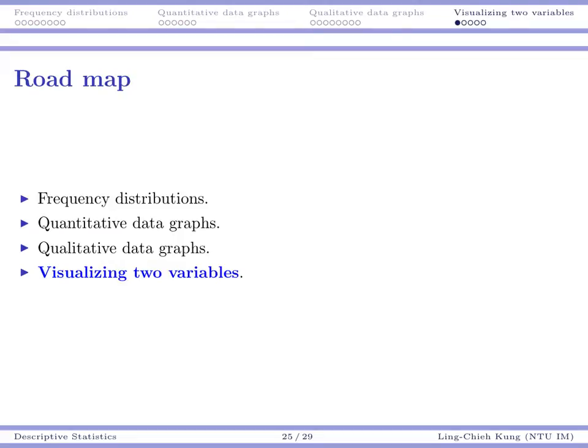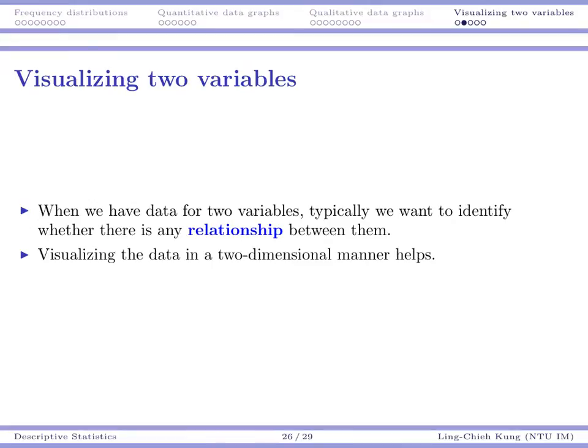Lastly, we want to discuss some issues about visualizing two related variables. In the previous two lecture videos, we only talked about some graphs for one variable. When you have two variables and we want to somehow visualize their relationship, there are some things to do. So when you have a data set for two variables, we want to identify whether there is any relationship between them. In that case, visualizing the data in a two-dimensional manner can help.